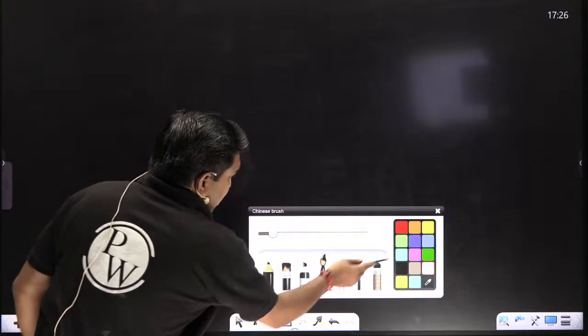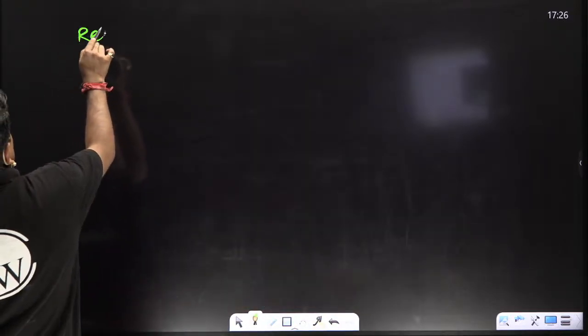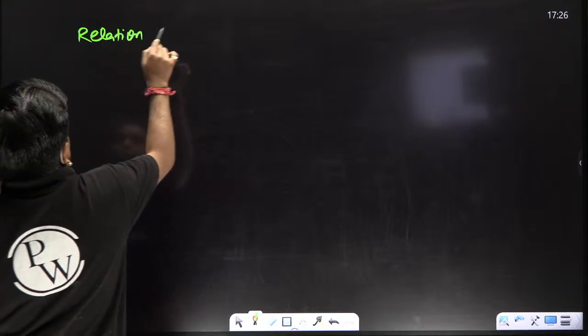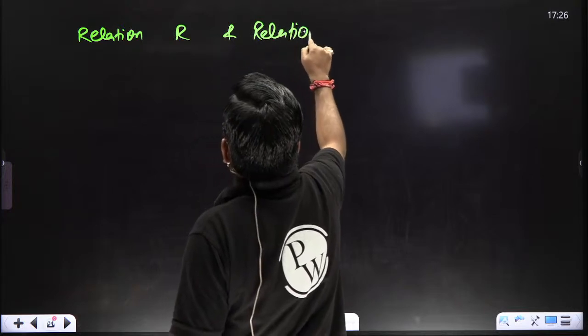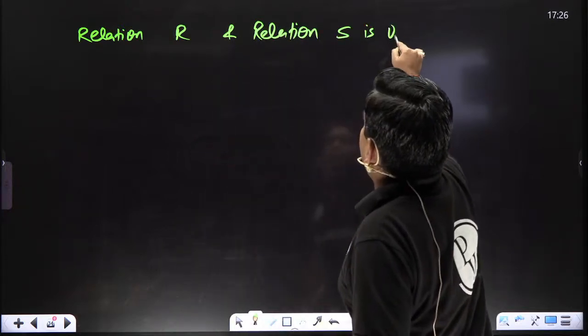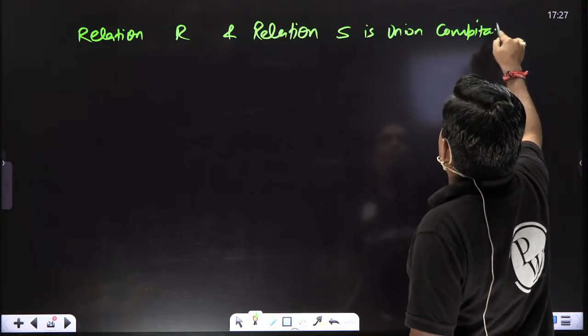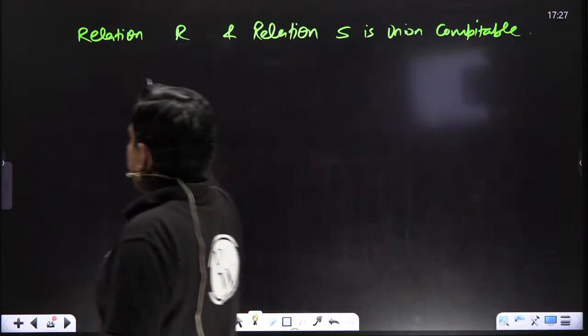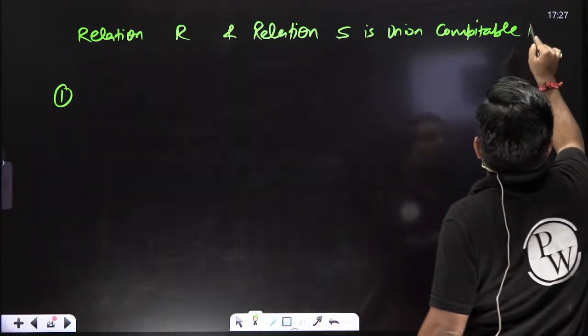Let R and S be two relations. Relation R and relation S are union compatible if and only if two conditions are satisfied. Two conditions must be satisfied.